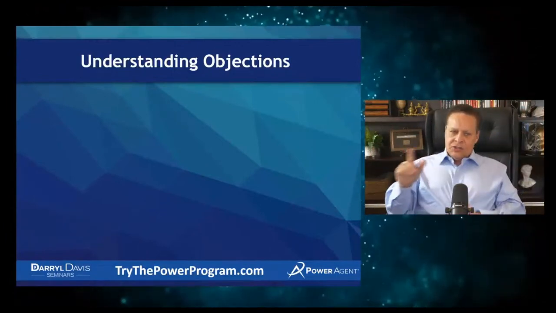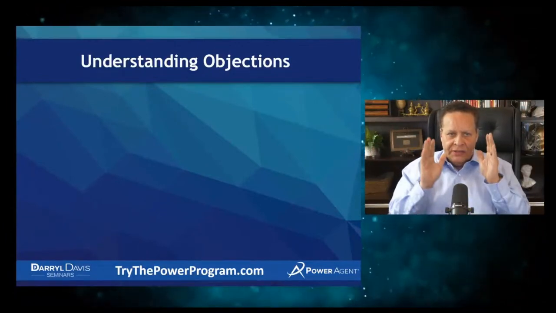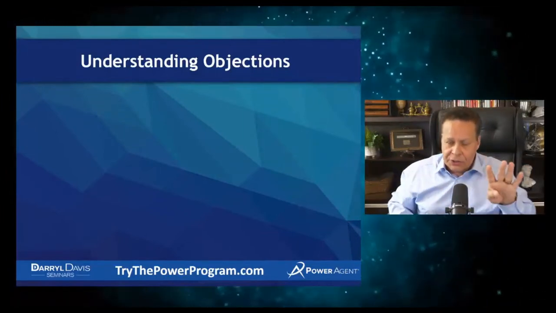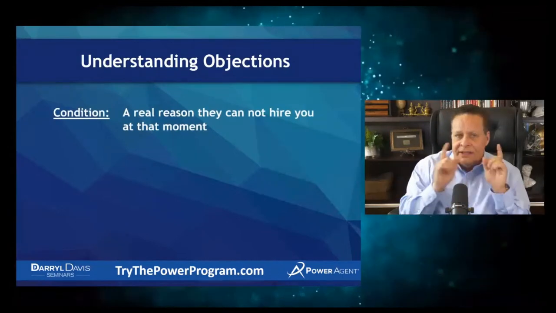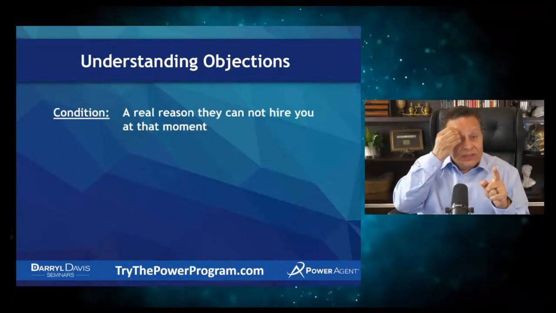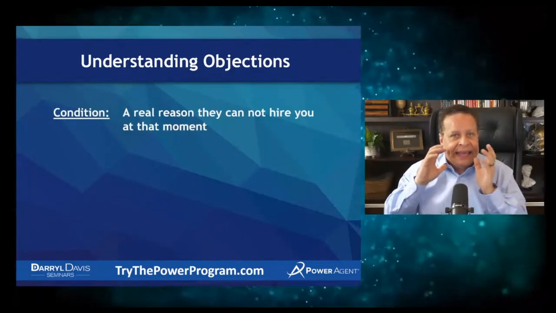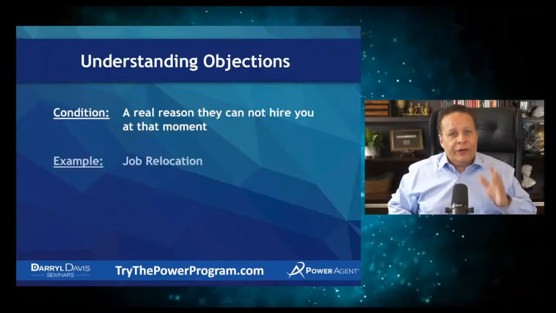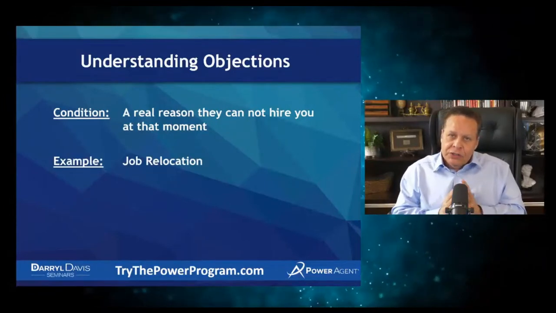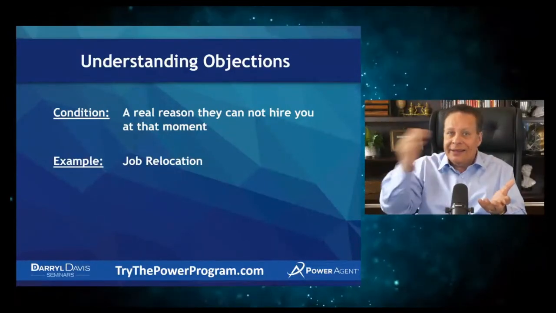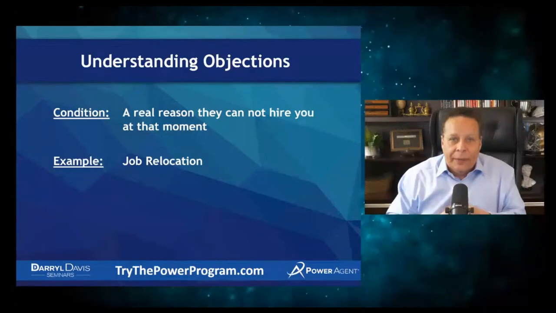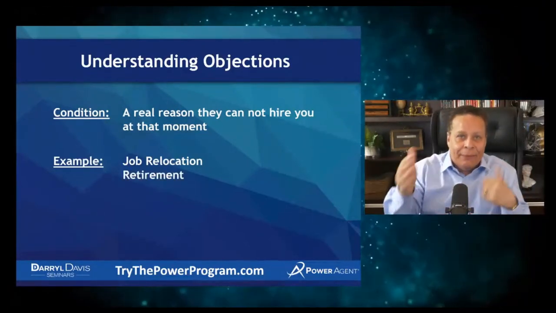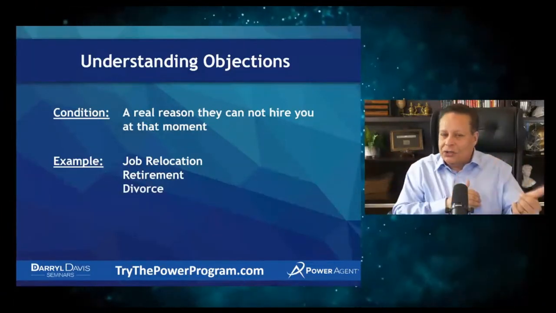All right. Let's talk about the difference between an objection, a condition, and a blow-off. I'm going to explain the three, okay? A condition is a real reason why they can't hire you. There are some scenarios where, for example, job relocation. If somebody's getting relocated and they tell you, well, I have to wait for the company to make me an offer, or retirement, I've got another year, I can't make the move, or divorce, I've got to check with my attorney.